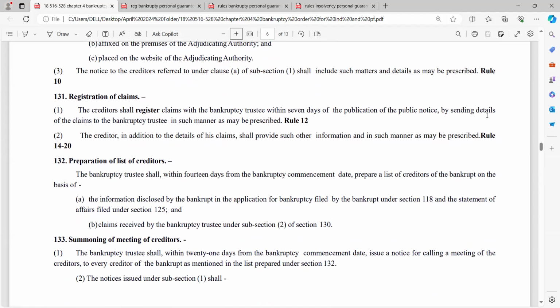of the publication of the public notice by sending details of the claims to the bankruptcy trustee in such manner as may be prescribed. तो इसके लिए आपके पास रूल 12 आ रहा है, और रूल 12 में क्लेम फॉर्म है आपका एफ। क्लेम फॉर्म एफ है आपका रूल 12 में। The creditor in addition to the details of his claims shall provide such other information and in such manner as may be prescribed. ठीक है, now 132.